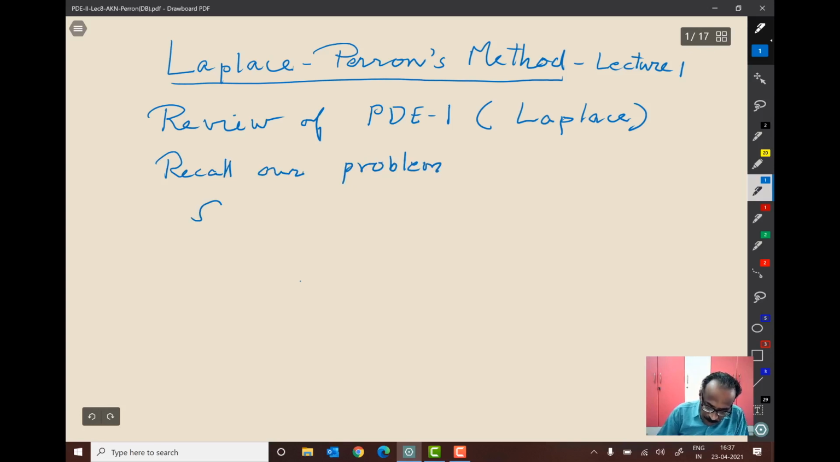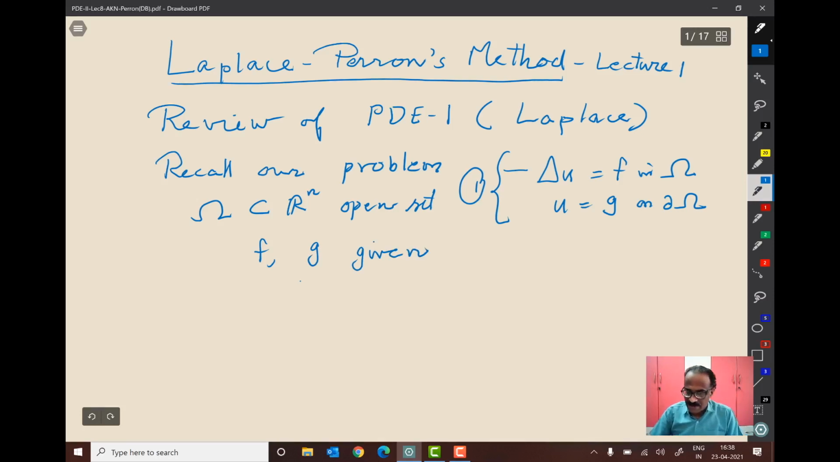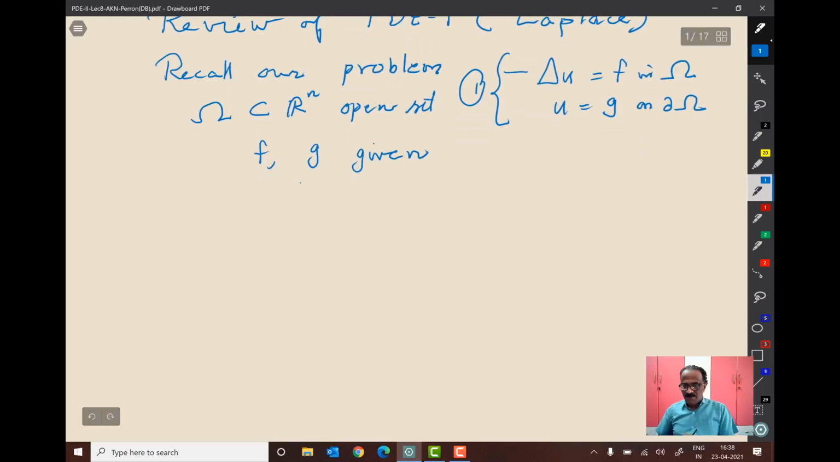So you have an omega subset of R^n, an open set. Most of the time we will see bounded open sets, but start with this omega, an open set in R^n, and you are interested in studying minus Laplacian u equal to f in omega, and u equal to g on the boundary of omega. So this is the problem, where f and g are given. We normally assume some conditions, which we will discuss as we proceed.